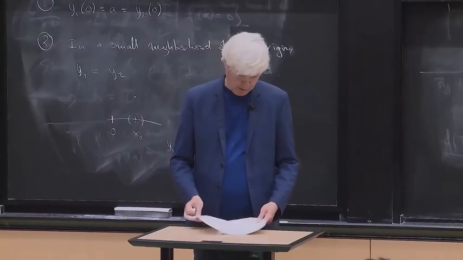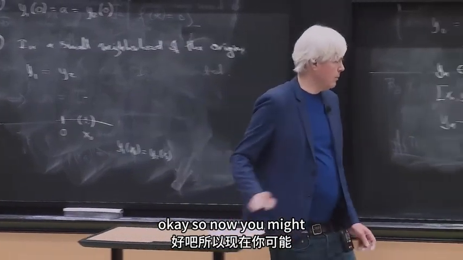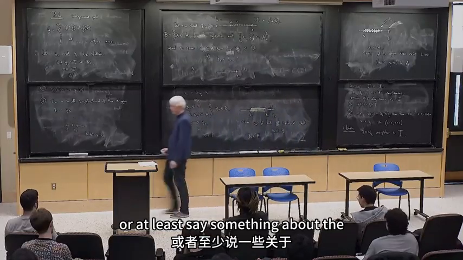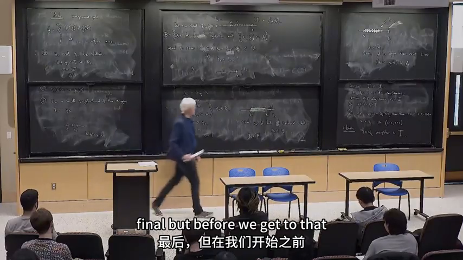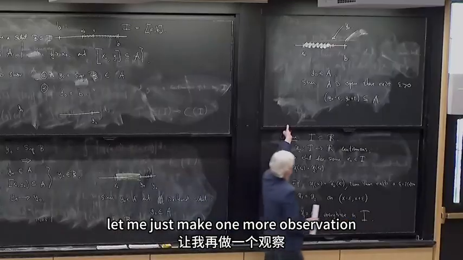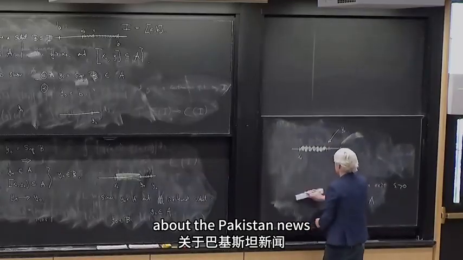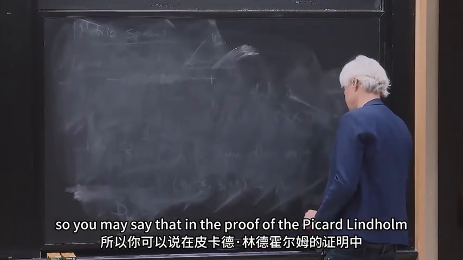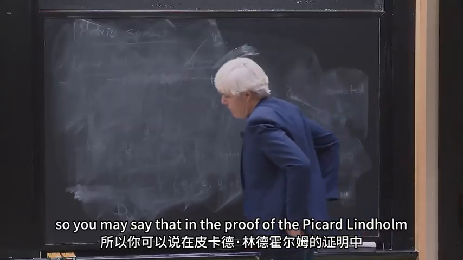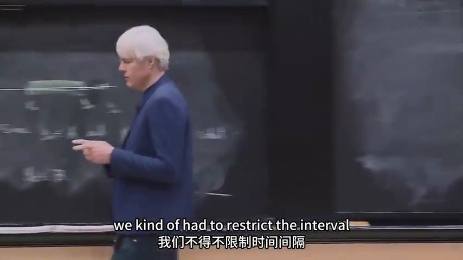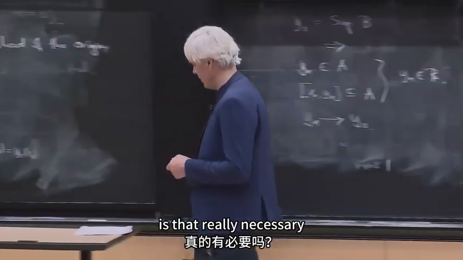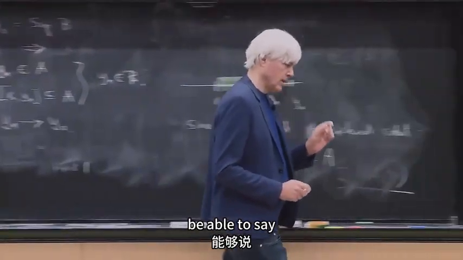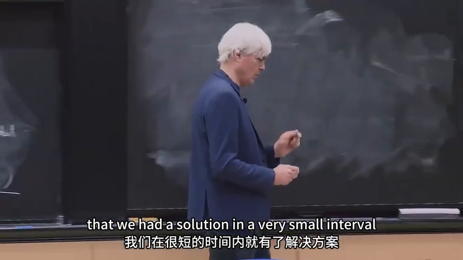Okay. Now, I want to do a little bit of review at the end, so at least say something about the final. But before we get to that, let me make one more observation about the Picard-Lindelöf theorem. You may say that in the proof, we had to restrict the interval. Is that really necessary? Why should we only be able to say that we had a solution in a very small interval?